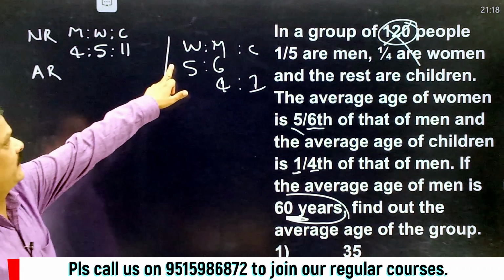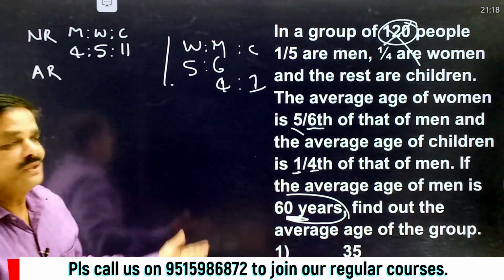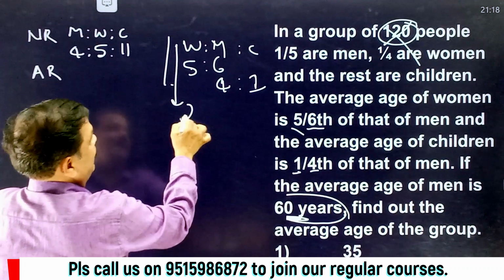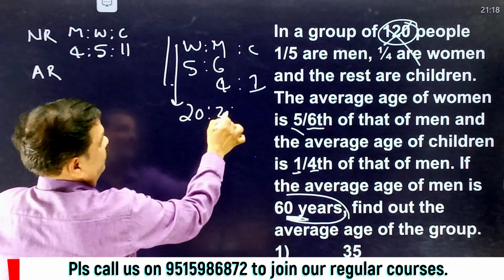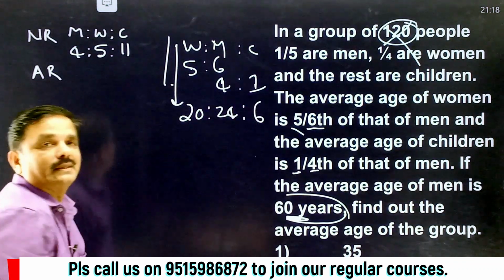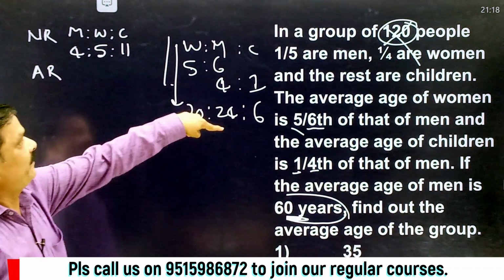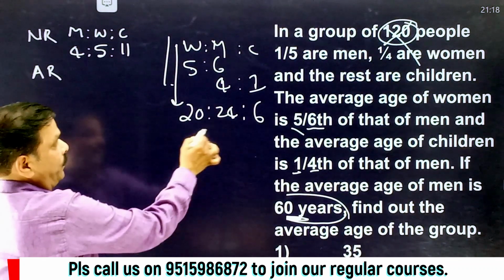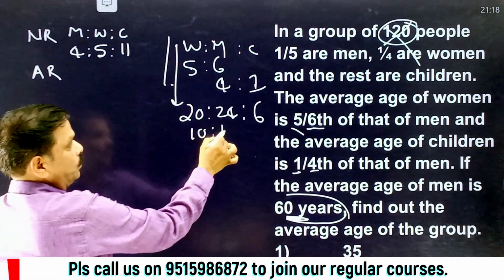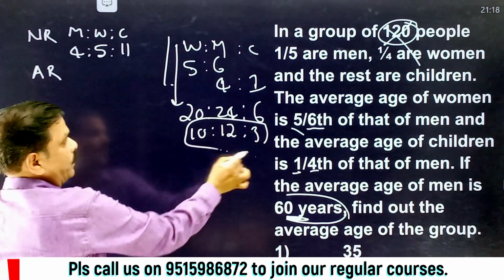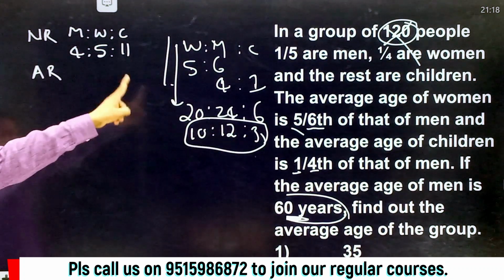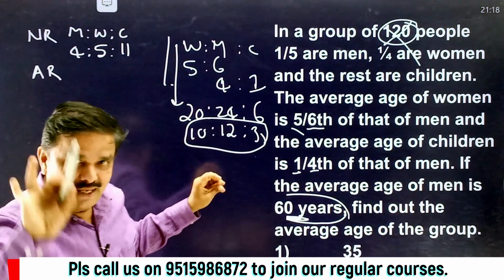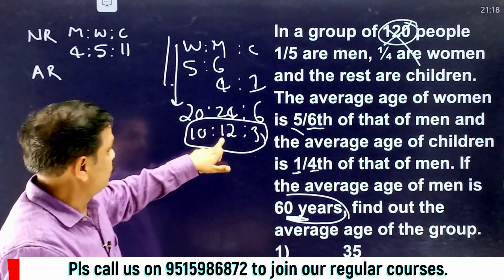Now find out the average age of women, men, and children. You know this one. This is 5 into 4, I'll write here, 5 into 4, 20, is to 6 into 4, 24, is to 6 into 1, 6. You know this technique. Now this is the average age of women, men, and children. So clearly, students, if you go for the simplification, 2 10s, 2 12s, and 2 3s. This is what: woman is to men is to children, as far as average age is concerned, 10 is to 12 is to 3.